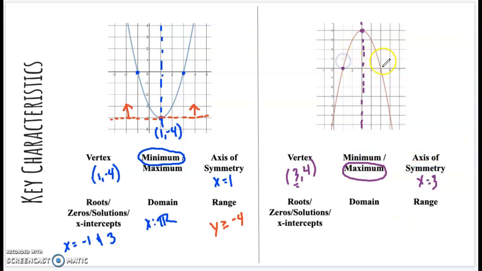I've got roots at 1 and 5. So x equals 1 and x equals 5. My domain is all real numbers. My domain is always all real numbers for quadratics. And almost always, there are exceptions, if you have like a piecewise function, excuse me. And my range, again, I'm going to grab and I'm going to karate chop, hiya, right there. And my range is y is less than or equal to 4.